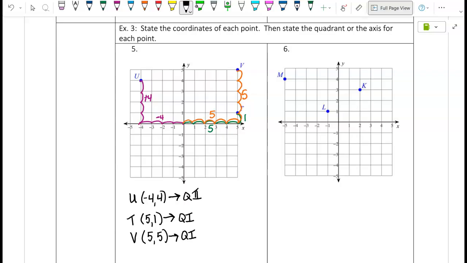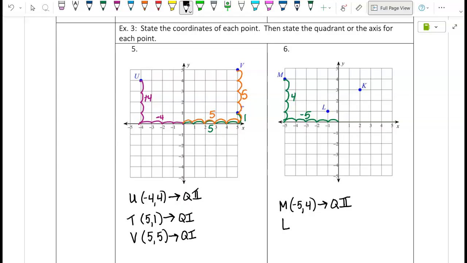So the same thing with number 6. We have M, L, and K. So if we start with point M, again, start at the origin, 1, 2, 3, 4, 5 to the left. So that is a -5, and then 1, 2, 3, 4 up. So M is going to be the ordered pair -5, comma 4. And what quadrant is that? Quadrant 2.